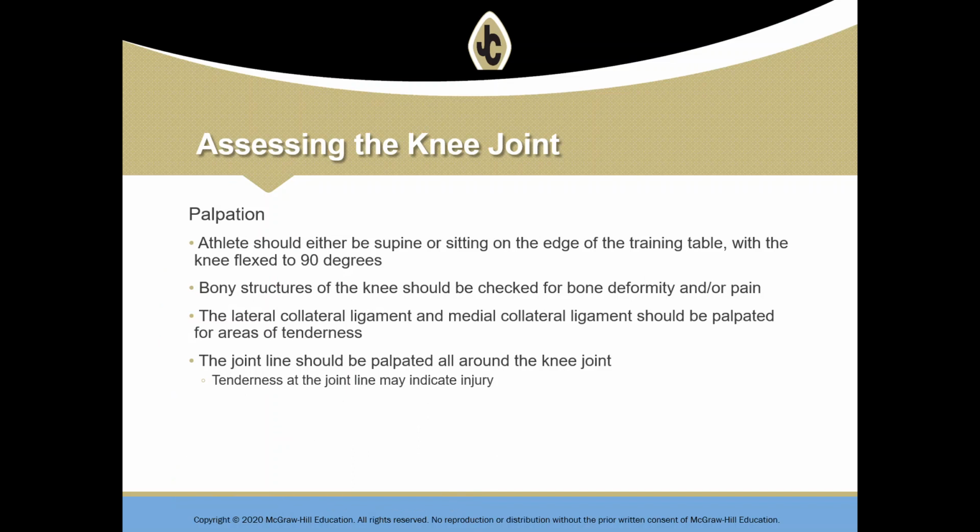Okay, palpation. Again, anytime we're doing this, we want to make sure we work away from the injury and toward the injury. They should be supine or sitting on the table with their knees flexed to 90 degrees. Bony structures of the knee should be checked for bony deformity or pain. Lateral collateral and medial collateral can be palpated for areas of tenderness, and the joint line should be palpated around the knee joint, and tenderness at the joint line may indicate injury.